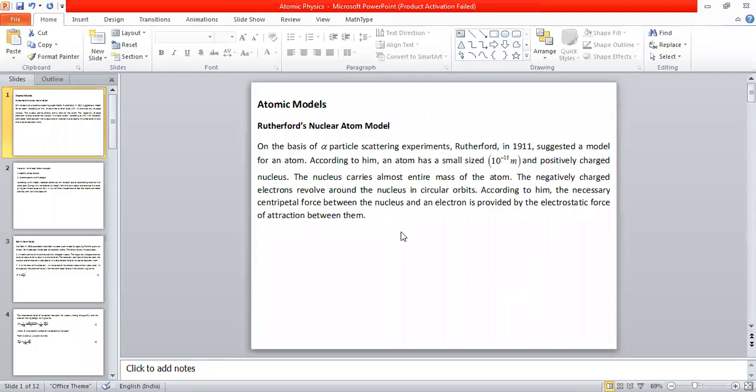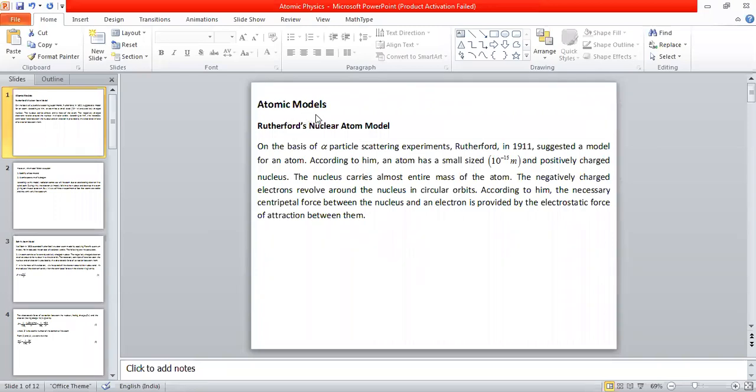Okay, let us start. As per our syllabus, we need to discuss atomic physics. Atomic physics is the branch of physics which deals with the study of the structure of atoms as well as the behavior of atoms under various conditions. So this branch where we discuss the structure of atoms and the behavior of atoms under various conditions is what we call atomic physics.